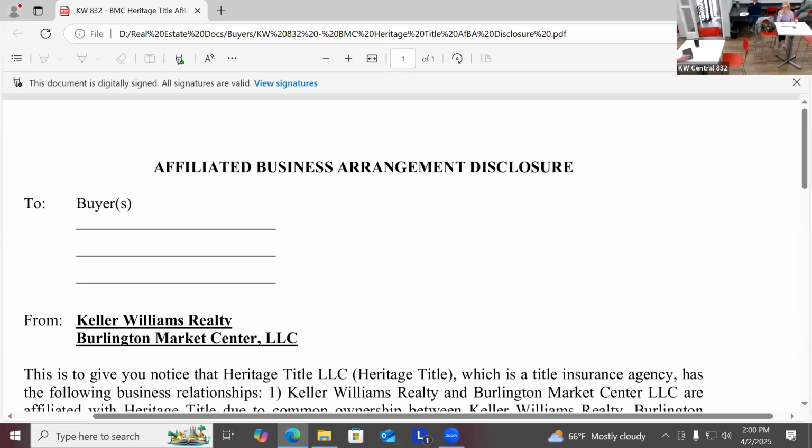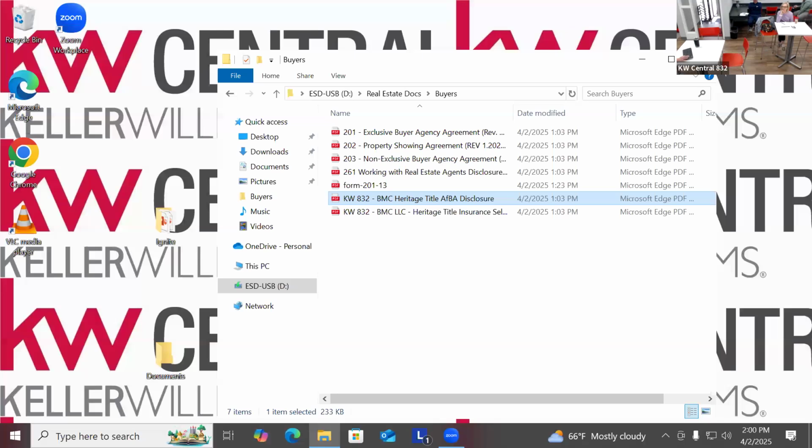So that's not Keller Williams Central. Well, Keller Williams Central is a DBA of Keller Williams Realty, also a DBA of Burlington Market Center LLC. There's about five of them.